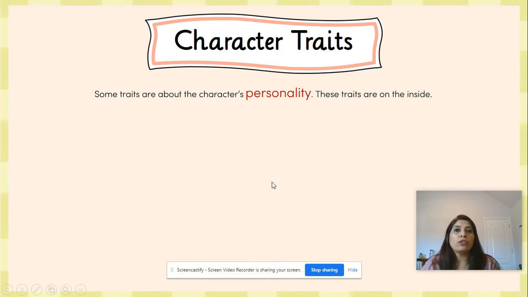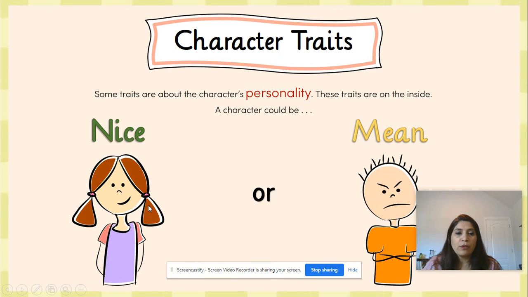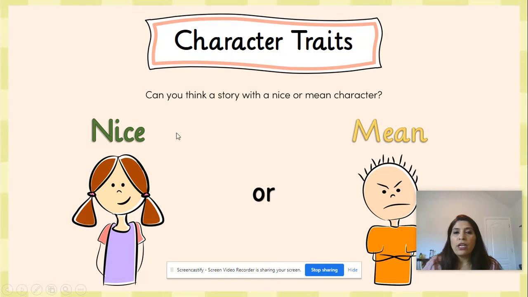So those are all the traits about the character. Here is a couple of the examples that we have here. A character can be nice, a character can be mean. Now, if I think about a character, remember the story that we read in the classroom, Stand Tall, Molly Lou Melon? In that story, Molly Lou Melon was obviously the nice character, and the little boy who was bullying and constantly picking on her was the mean character.